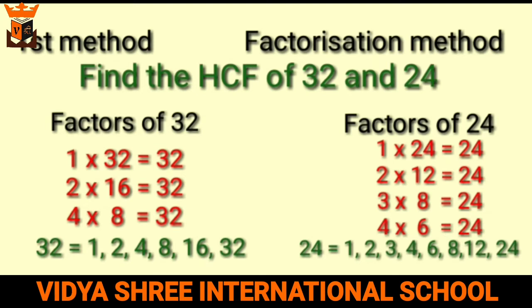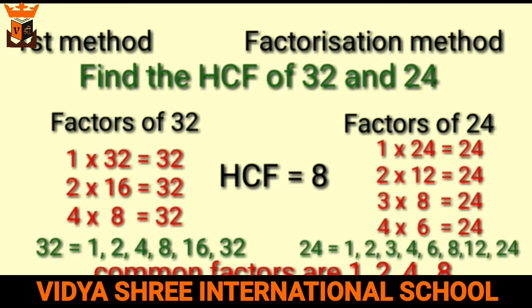Now after finding the factors of 32 and 24, we will find the common factors. Here 1, 2, 4 and 8 are the common factors. And the highest common factor among 1, 2, 4 and 8 is 8. So the HCF of 32 and 24 is 8.